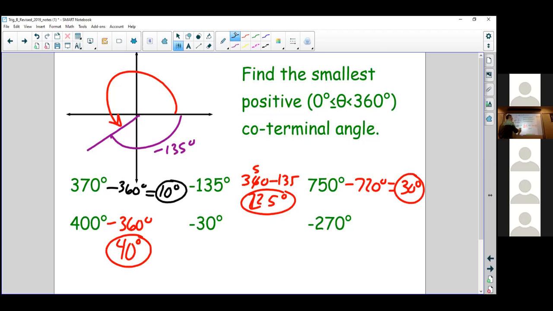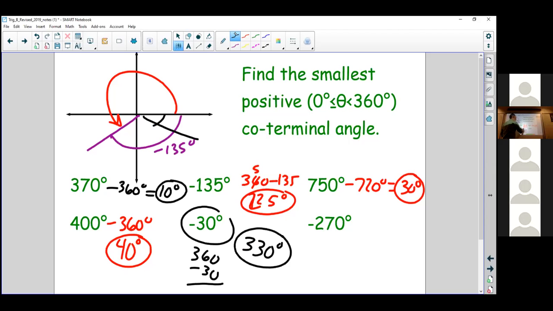Think about where negative 30 falls. Negative 30 is down here. So that's going to be 360 minus 30. And that's going to give me 330 degrees. That's the positive angle, meaning it went counterclockwise around.